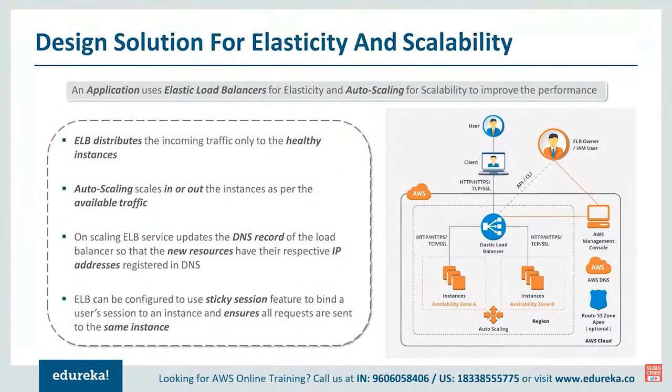Then designing solutions for elasticity and scalability. Again, ELB comes into play, sending the traffic to your healthy instances, with Auto Scaling depending upon the thresholds that you have specified. On scaling, ELB would be updating the DNS records internally of the load balancer, so the new resources have their respective IP addresses registered in DNS. We spoke about two algorithms in the ELB. One was round robin and the second one is sticky. If your session management is being done at the compute layer and you need to bind a user session to an instance, you'll be opting for sticky sessions.